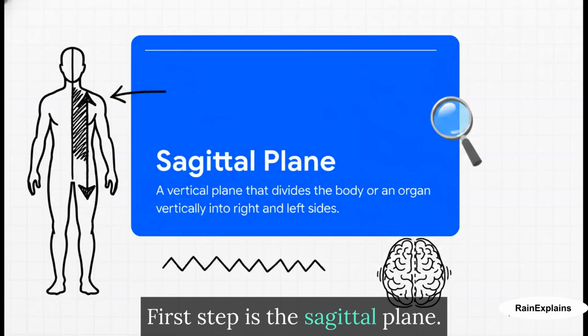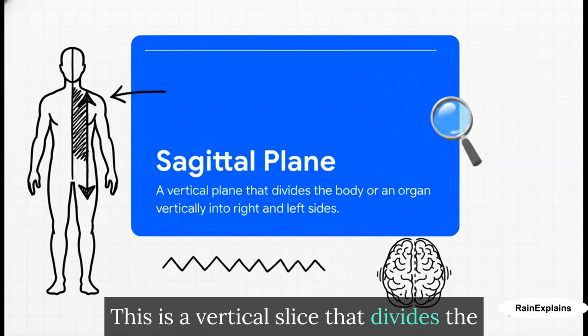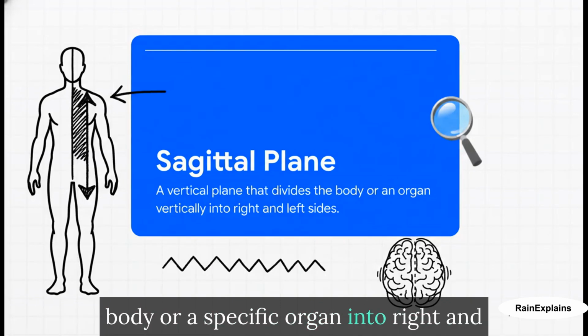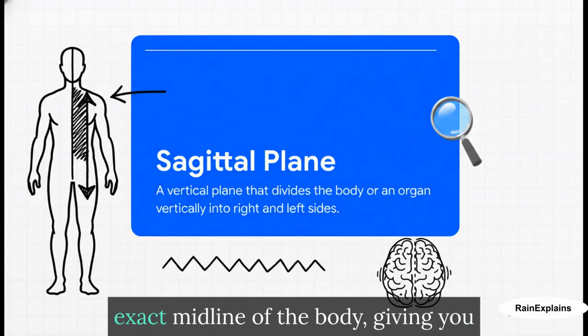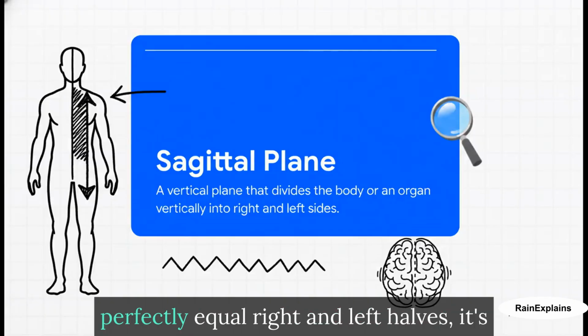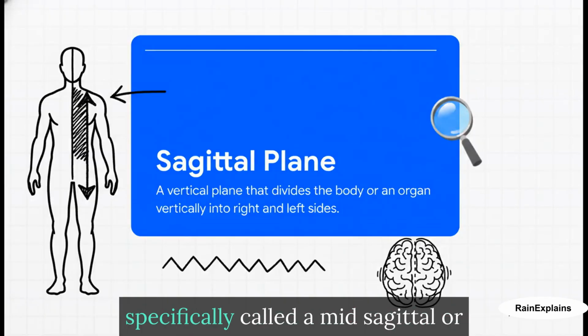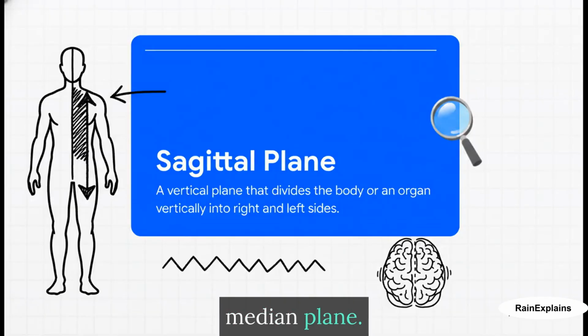First step is the sagittal plane. This is a vertical slice that divides the body, or a specific organ, into right and left sides. If this vertical cut goes straight down the exact midline of the body, giving you perfectly equal right and left halves, it's specifically called a mid-sagittal or median plane.